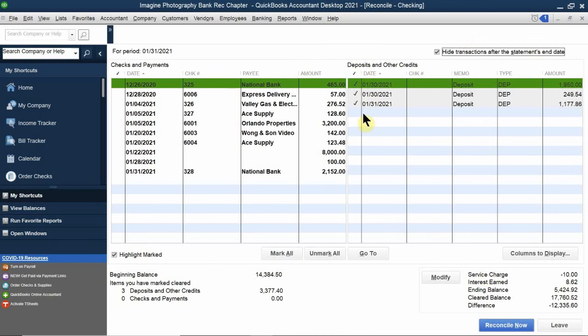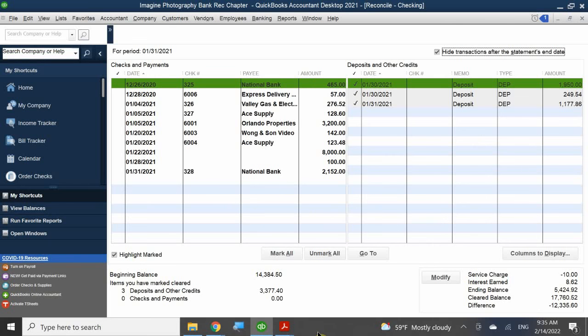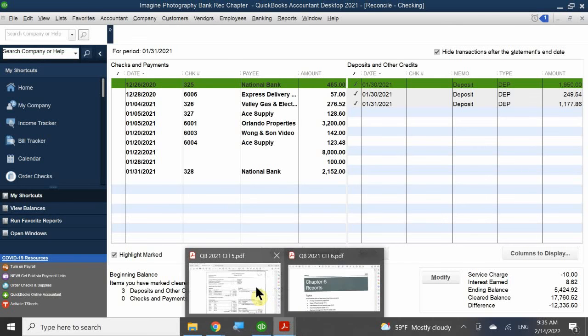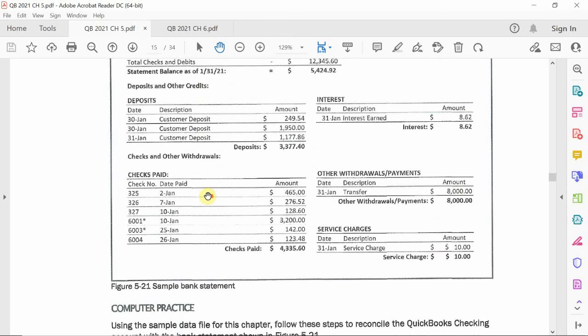And now that I clicked all my deposits, notice this. Now I have a difference of negative $12,335. So therefore, I need to do a lot of clicking around because in this case, my deposits have cleared, but I have a huge difference now. Okay. So the next one is going to be looking at how many checks have cleared.